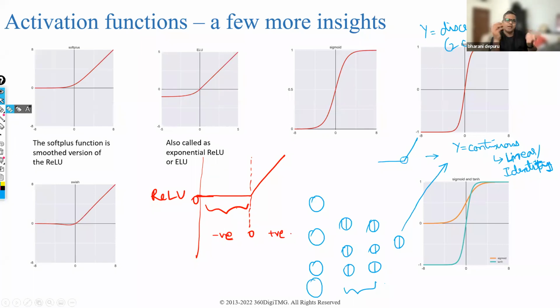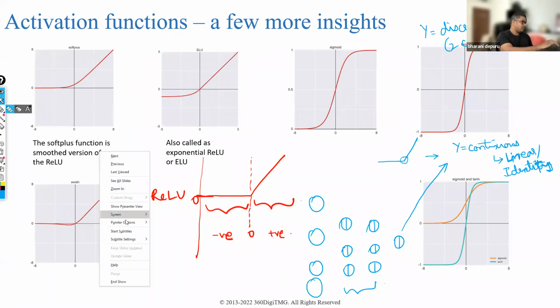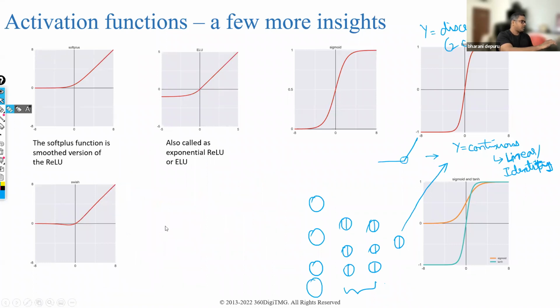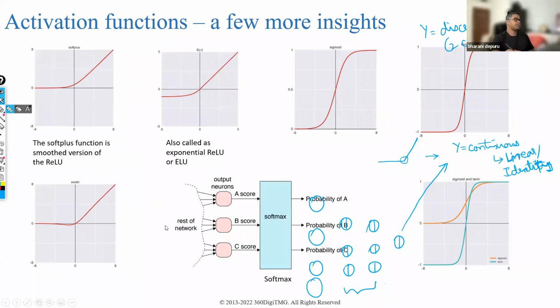Every algorithm has certain pros and cons, but when it comes to the positive zone, there are no such issues. So we have spoken about all these things. Now we need to talk about one more activation function, which is called softmax.